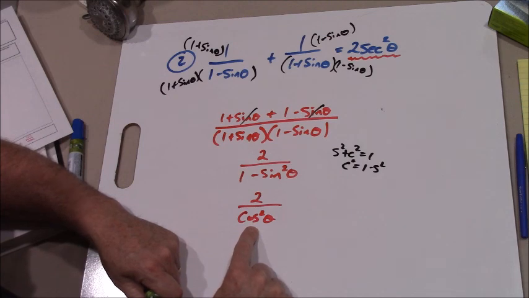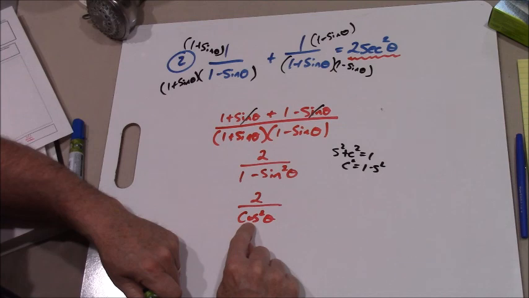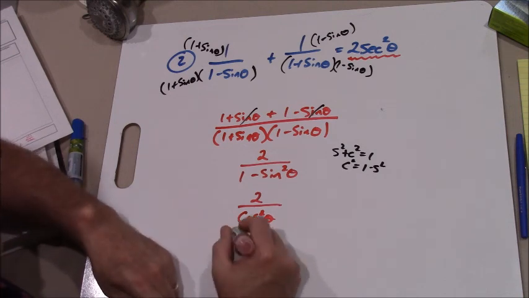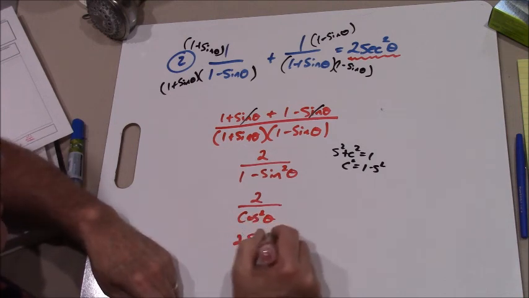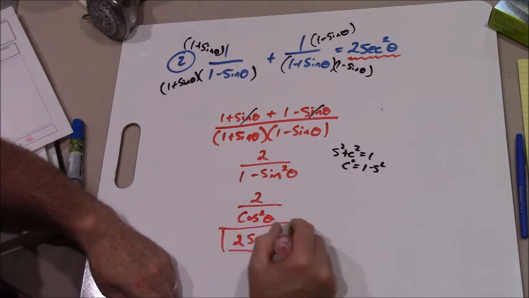So remember on Tuesday I told you guys you can just move that up above the fraction bar and it just becomes the reciprocal of this function. The reciprocal of a cosine theta is a secant theta. So this now equals 2 secant squared theta, and that's what we were trying to get to.